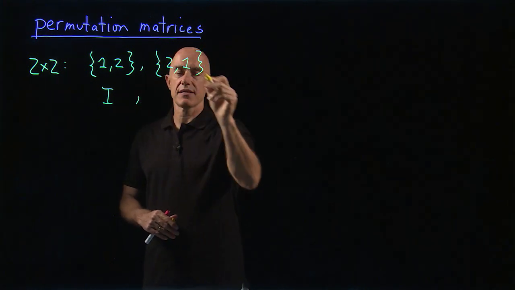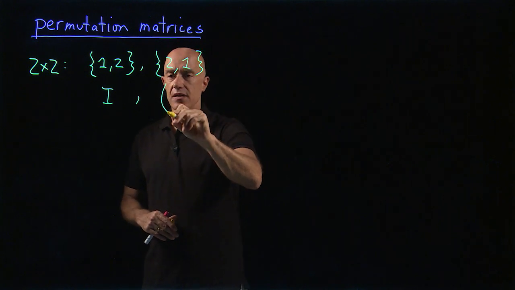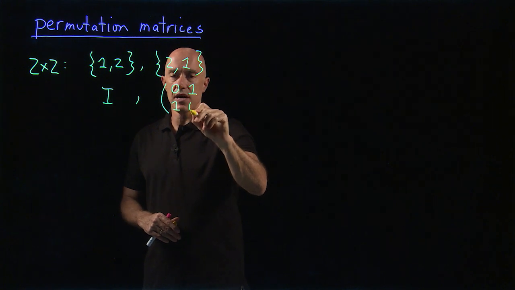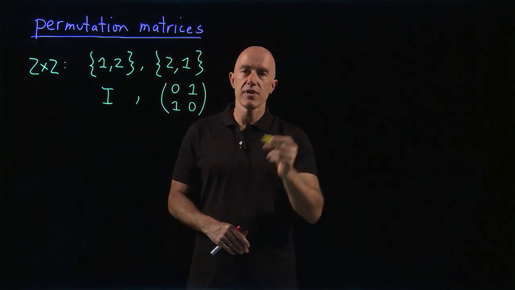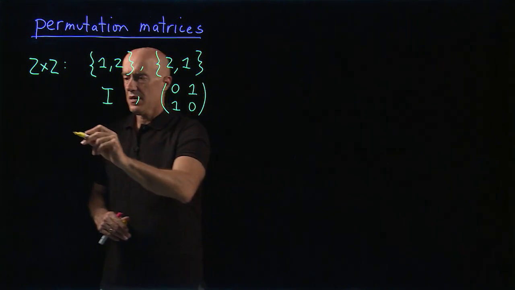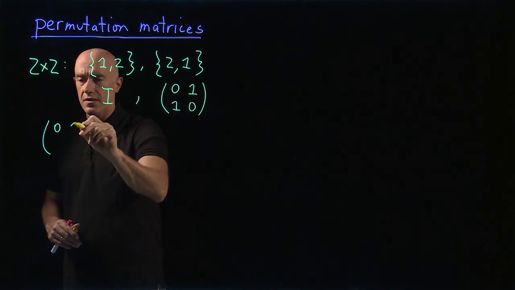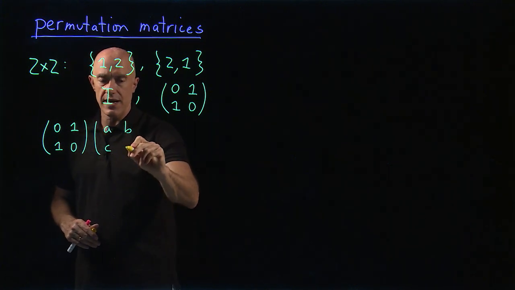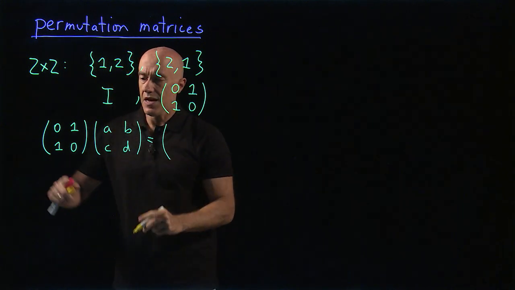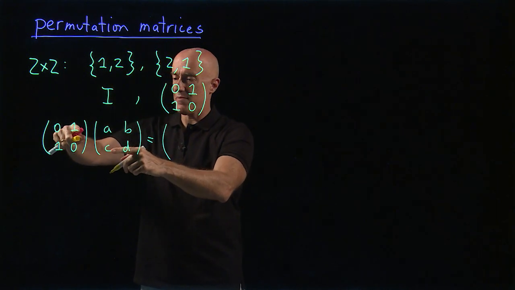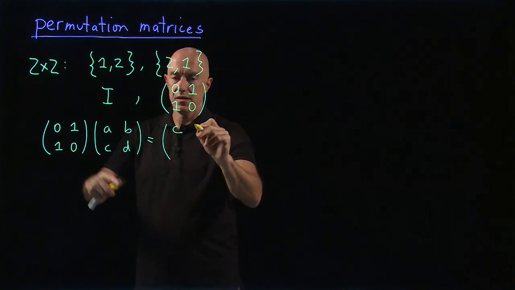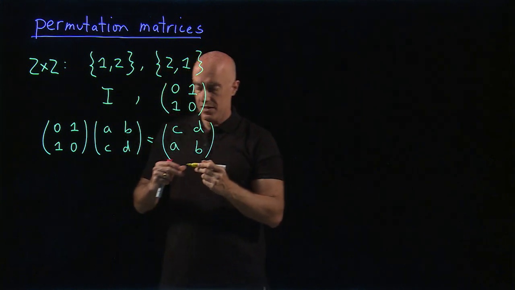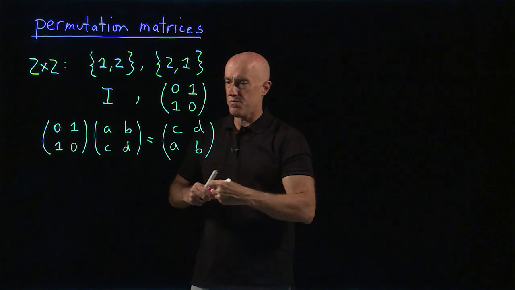What about the matrix that reverses the order? Well, I'll show you that the 2 by 2 matrix will look like 0, 1, 1, 0. We can try that out just for fun. We multiply it by a general 2 by 2 matrix. Then we would get 0 times A plus 1 times C. So we would have C, D, and then A, B. Right? So all we've done here is to permute the rows.